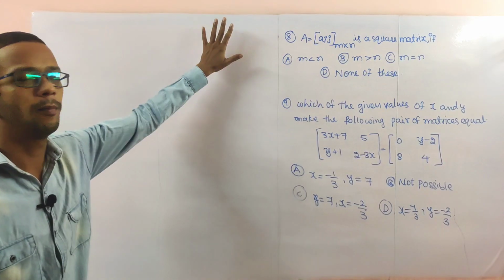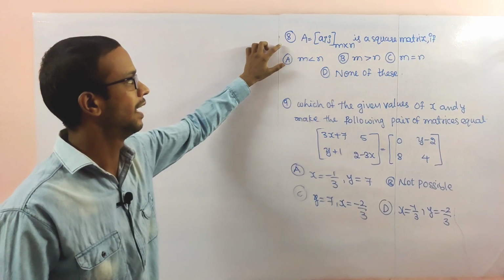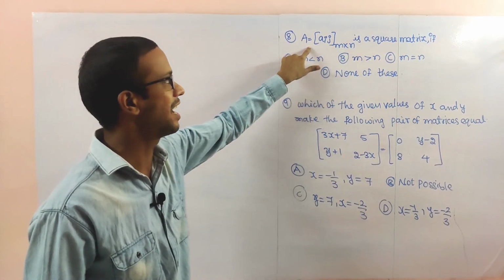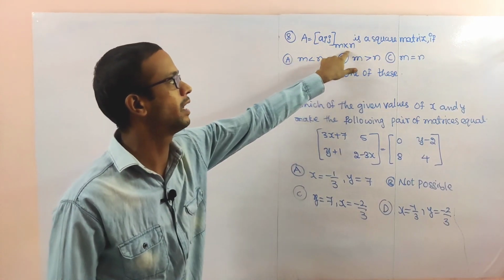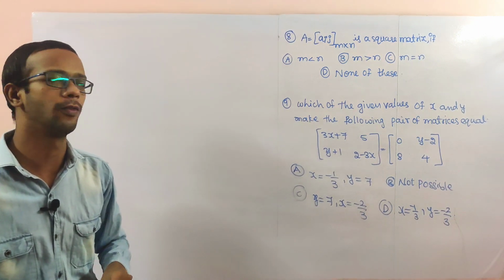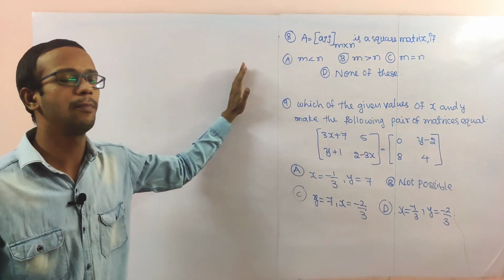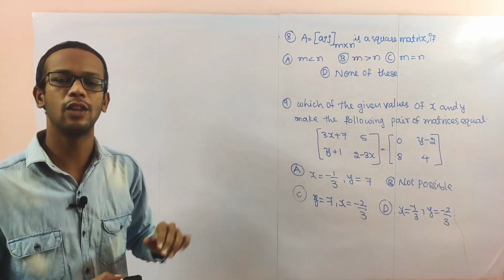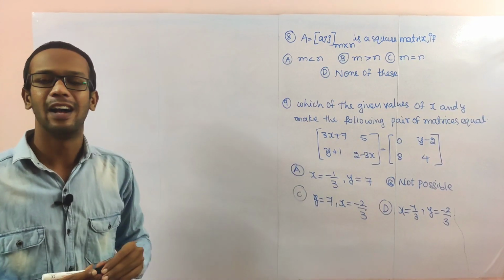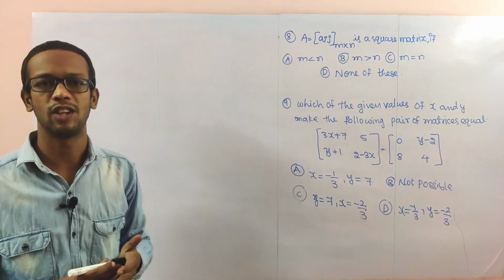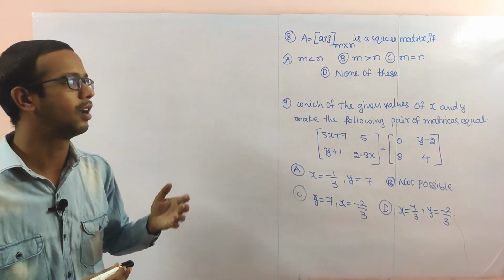Next, problem number 8. A equals [a_ij] of order m by n is a square matrix if the condition is what? What is a square matrix? These are the multiple choice questions from now onwards. These are also important problems. Like CET also, this type of question may be asked.